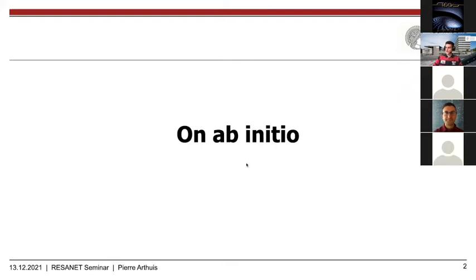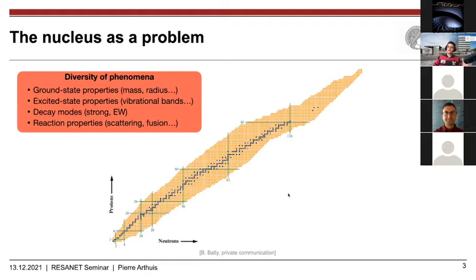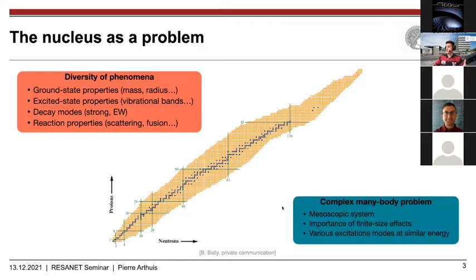So first, a quick reminder on ab initio methods. And first, come back to the nucleus as a system. As I'm sure you all know, the nucleus is a system that is characterized by a whole diversity of phenomena related to its ground state properties, be it mass, radii, excited state properties, vibrational rotational bands, its decay mode with respect to the strong or the electroweak force, its reaction properties, being its scattering and fusion. And this ties in with the nucleus being a complex many-body problem to tackle as well.